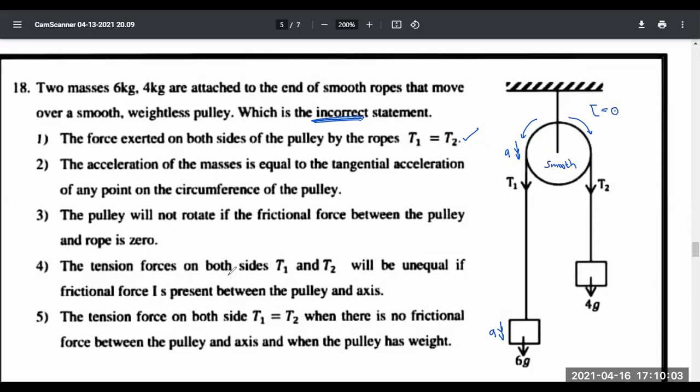The tension forces on both sides, T1 and T2, will be unequal if frictional force is present between the pulley and axis. This is what I'm talking about all this time. That's correct. If the pulley is not smooth, we discussed that even in the parallelogram theorem. For tension to be equal throughout the string, the pulley should be smooth. The tension force on both sides, T1 equal to T2, when there is no frictional force between the pulley and axis, when the pulley has weight.